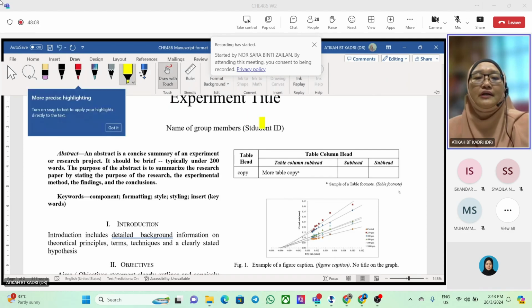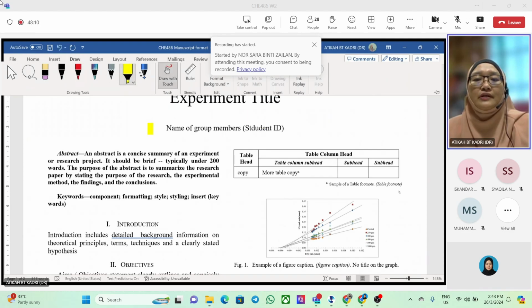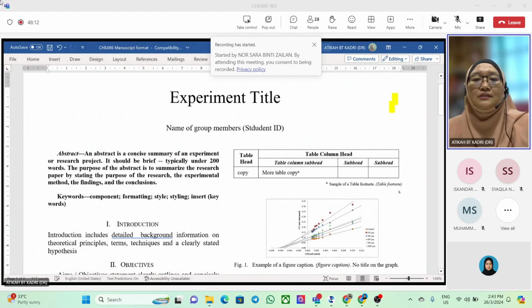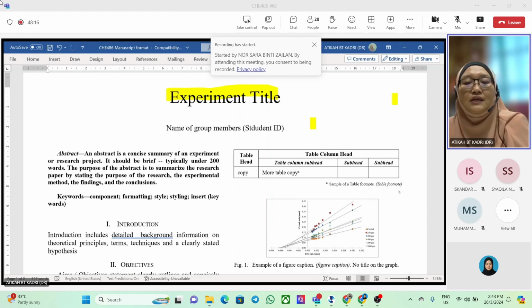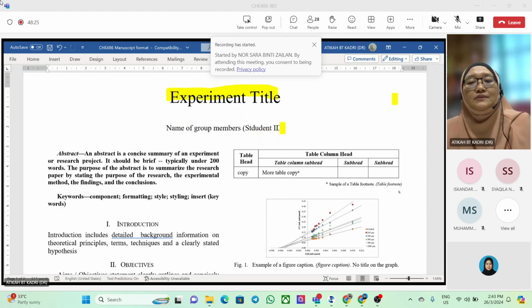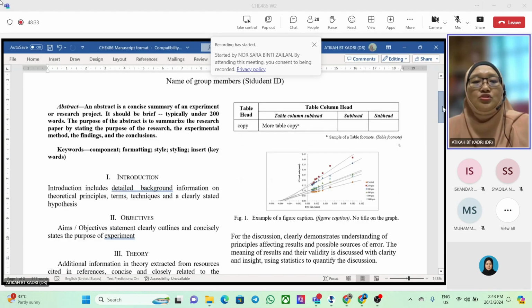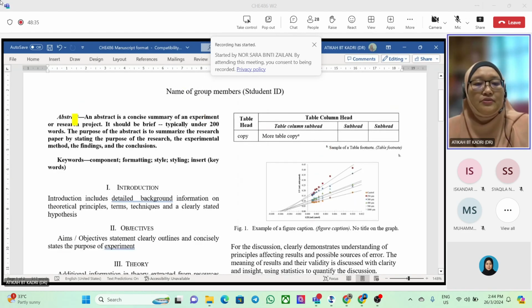So you're going to write your experimental title here. So this is your experimental title. Okay. And following that, you're going to write down your group members with student ID. You write down your group members' names with student ID, and construct your abstract and write it here.